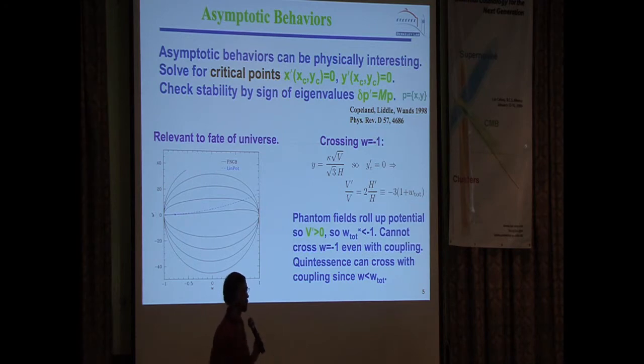And again, this has gone through in this Copeland-Liddle-Wands paper, where basically what you're doing is you're taking the vector of x and y, which I call p here, and you're solving just through linear algebra a stability criterion.